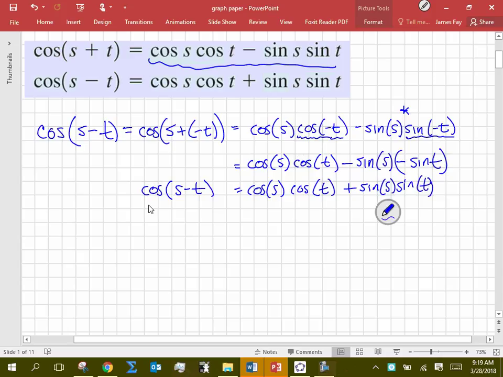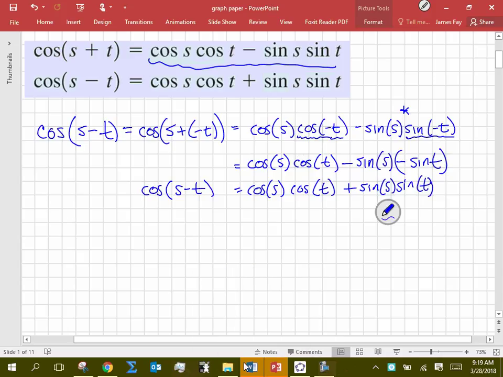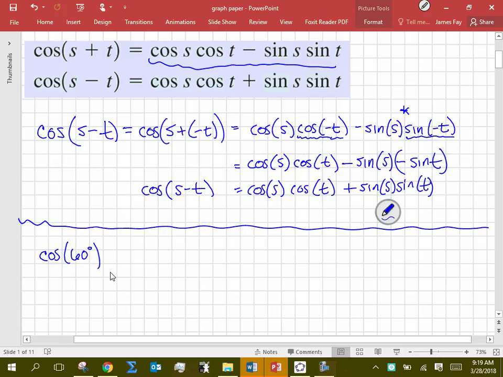All right, so let's talk about where we can use this stuff. We have some examples here. I think we did one yesterday, cosine of 75 degrees. I want to do a different one. I want to do something that we already know, and use these formulas to derive it. I'm going to say cosine of 60. You guys know what cosine of 60 is, right? What is it? That's 1/2 off the unit circle. Let's see if this formula produces the same thing.